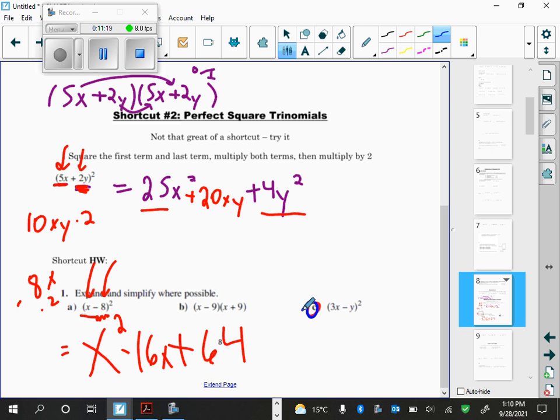Square the first term to get the first term, square the last term to get the last term, and then multiply the terms together times 2 for your middle term. Just try it one more time, and then it's your option whether you want to do that or just want to rewrite and FOIL. If there's any fuzziness, I would suggest you rewrite and FOIL.